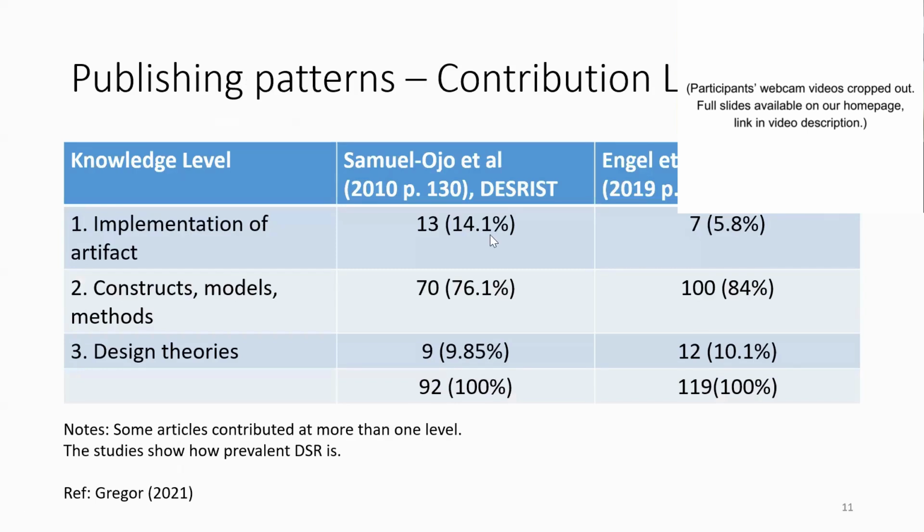And these helpful studies, again, there was the one by Engel, and you can see what proportion of studies were of each type. And this was a review of DESRIST publications. And so you can see most of the articles aimed at producing construct models or methods or design principles. Very few tried to produce a design theory. And a similar situation with an analysis of the basket of 8 by Engel et al. So biggest proportion is at that level. So you can tell me later whether you think that's helpful, whether you have troubles thinking that way.